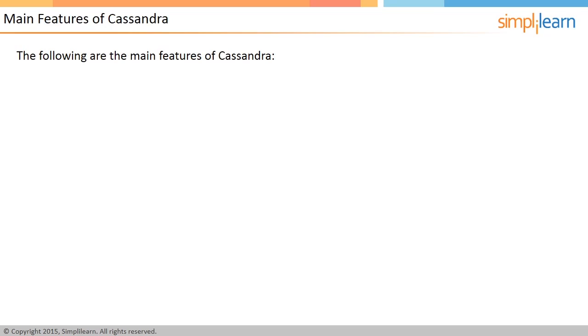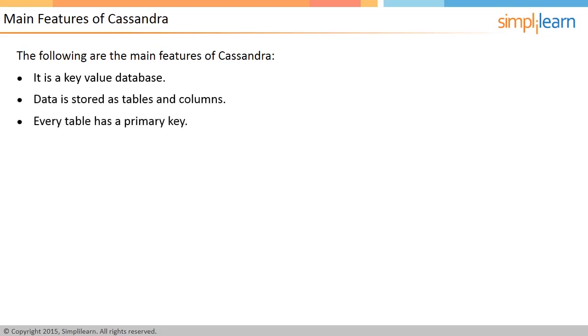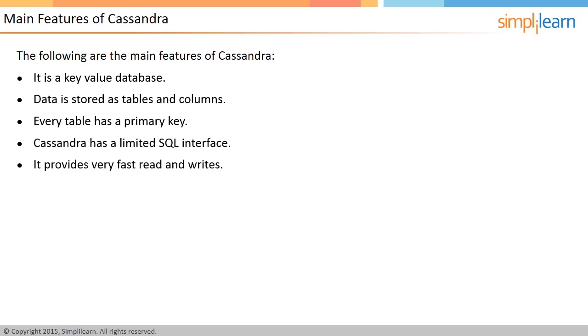The following are the main features of Cassandra. Cassandra is a key-value database. Data is stored as tables and columns, and every table has a primary key. Further, Cassandra has a limited SQL interface. In addition, it provides very fast read and writes.